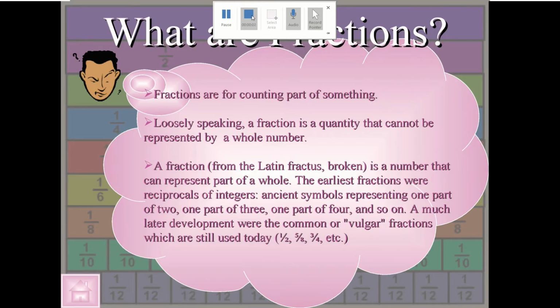What are fractions? So fractions are for counting part of something. In simple language, I will tell you a fraction is a quantity that cannot be represented by a whole number. Examples like 1 by 2, 5 by 8, 3 by 4 are some examples of fractional numbers.